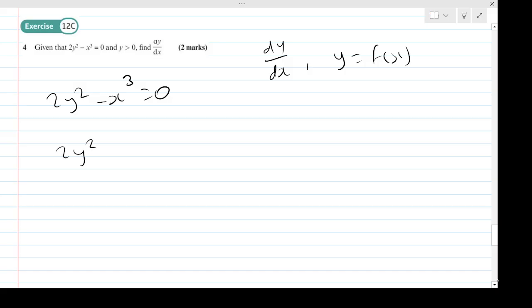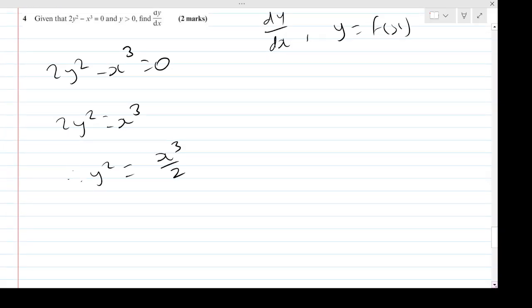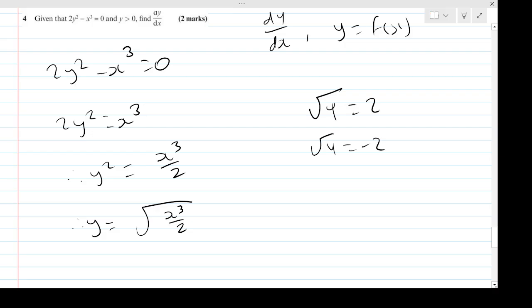So 2y squared is equal to x cubed, by adding x cubed. Then we can divide by 2 to get y squared is x cubed over 2. And then I need to square root to get from y squared to y. y is then going to be the root of x cubed over 2. Now, obviously you might be thinking plus or minus. We're not solving for an equation, we're not solving to find roots or solutions. We're just finding an expression. It's like, for example, how root 4 would equal 2. But you wouldn't say that root 4 would equal minus 2. That would be wrong, okay?